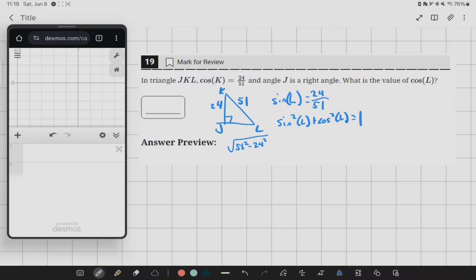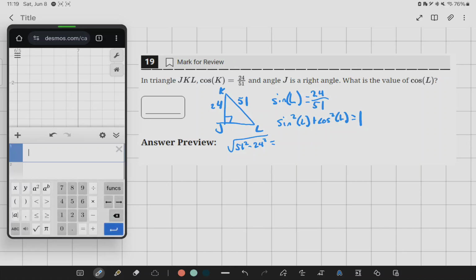Both of them will get you to the same answer, and they actually will get you to the same answer in the same general way. So I'm just going to multiply out and use the Pythagorean theorem here. So 51 squared minus 24 squared gives you 45.